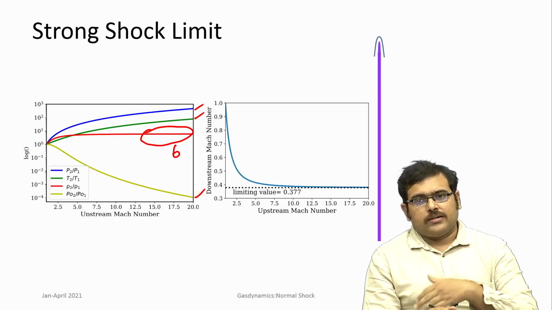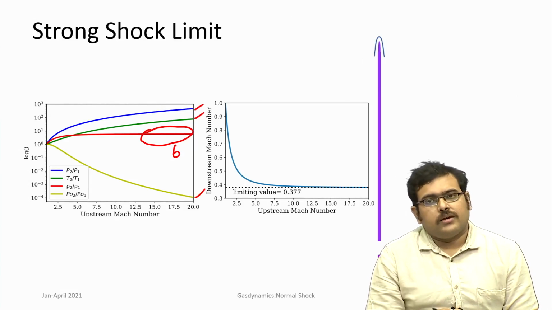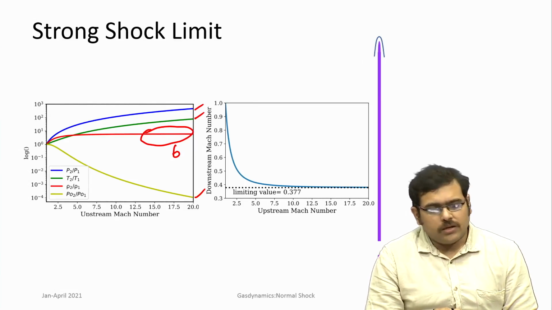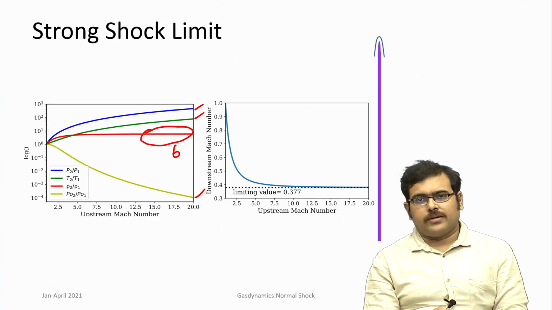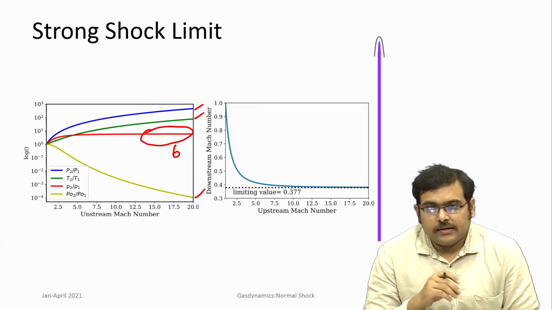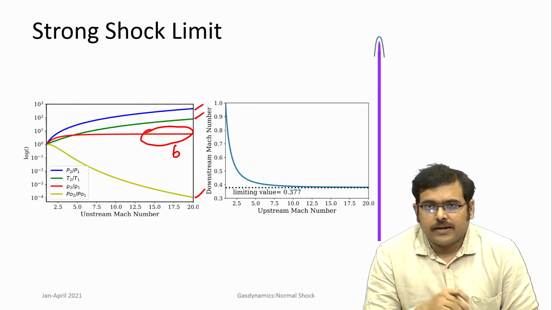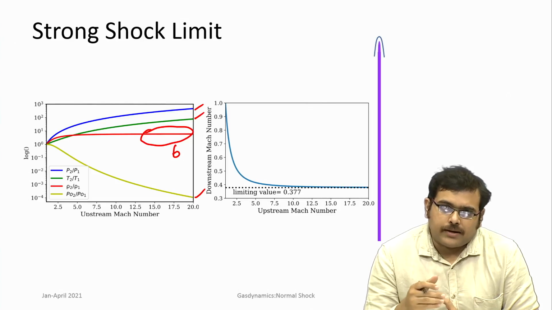Now the other side of the spectrum is when the Mach number is very close to 1. You know that shock waves can be present only in supersonic flows, and that condition is Mach number should be greater than 1, and the strength of the shock depends on the Mach number.